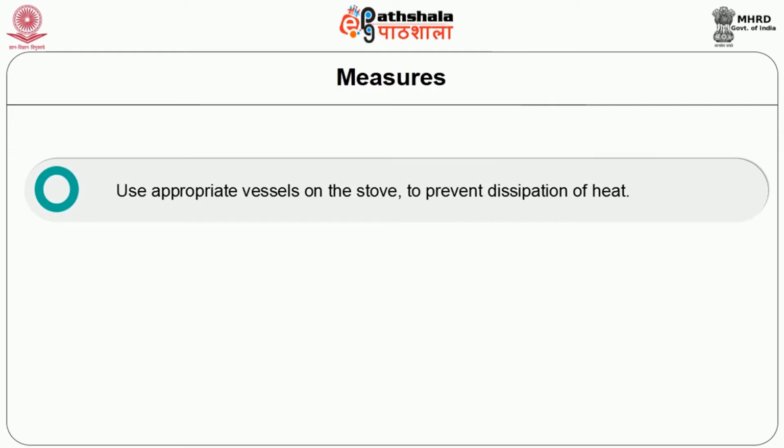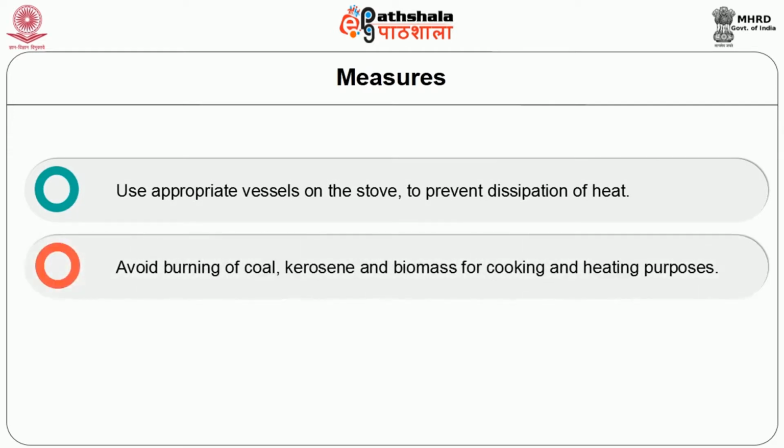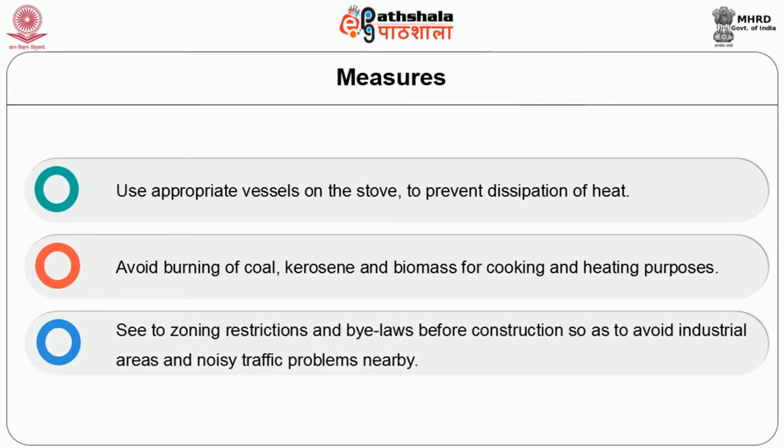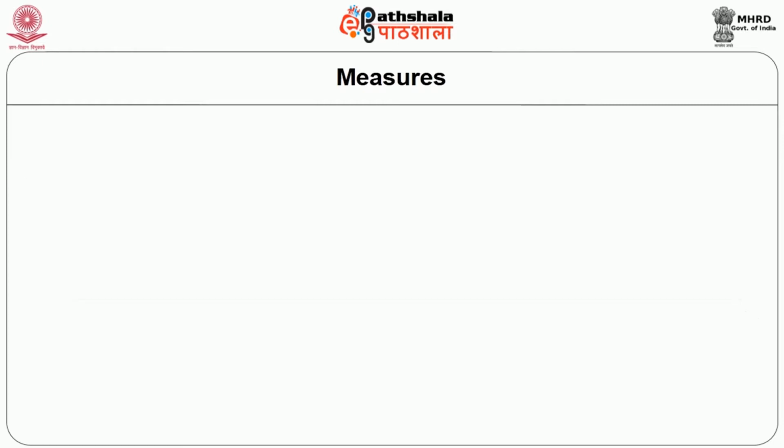Use appropriate vessels on the stove to prevent dissipation of heat. Avoid burning of coal, kerosene and biomass for cooking and heating purposes. See to zoning restrictions and bylaws before construction so as to avoid industrial areas and noisy traffic problems nearby. How can you improve IAQ in other built environments? The following 10 important measures would help maintain permissible IAQ in all built environments.